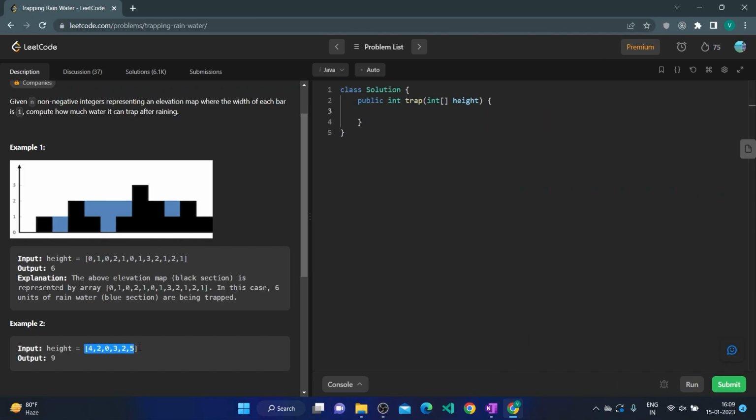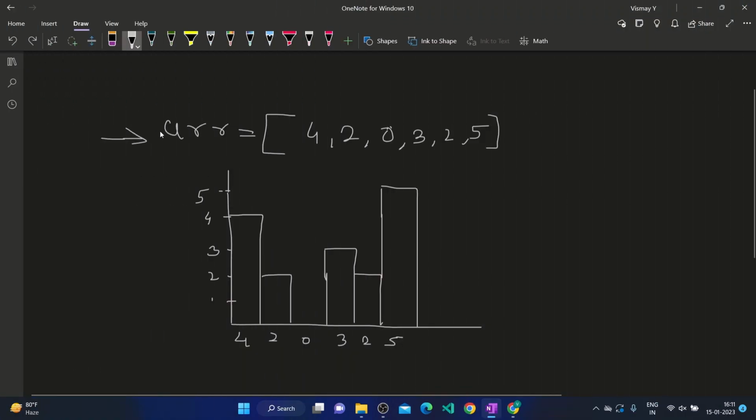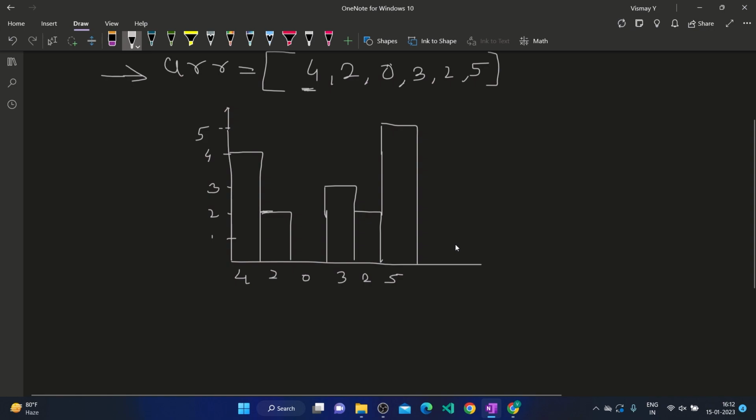Let's consider this case for understanding purposes. We are given this input array, and it contains some elements, all positive, and these represent elevation. So we draw a bar graph, and here each element will represent a bar with a height equal to this element. So for 4 we draw a bar of height 4, for this 2 we draw a bar of height 2. We will do the same for all the elements. Now let's see how we can solve this.